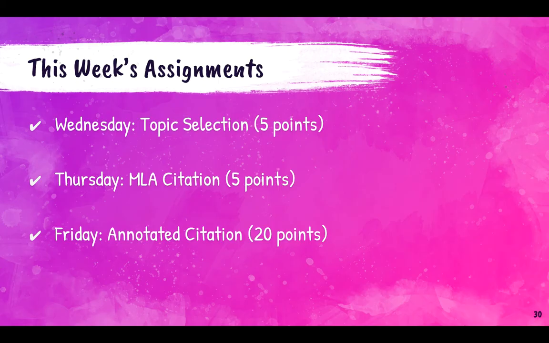Friday, what? We made it to the end of the week. Today, super duper easy. You're just turning in all your assignments, going back and double checking to make sure you've done everything you need to do. So this week we had the topic selection worth 5 points on Wednesday. You had to give me your MLA citation worth 5 points on Thursday, and then today, Friday, you did that annotation citation assignment. Remember, you're writing one paragraph about the source you cited. It should be about 150 words, summarizing the information covered and evaluating its relevance.